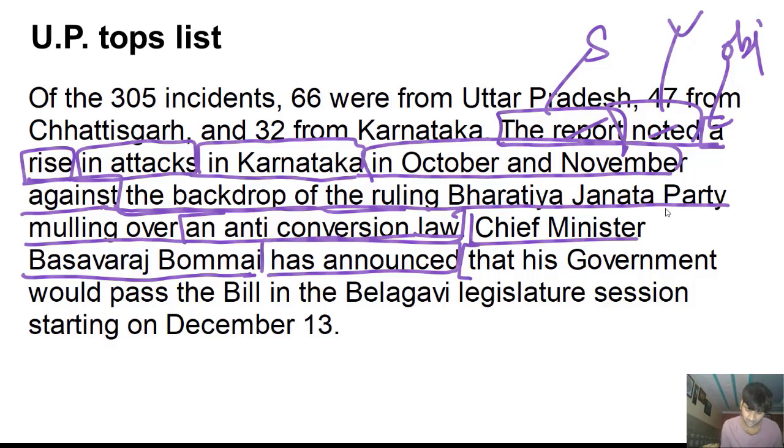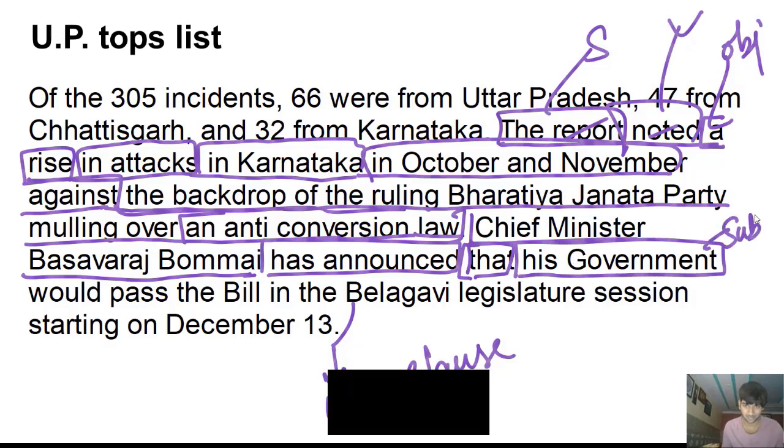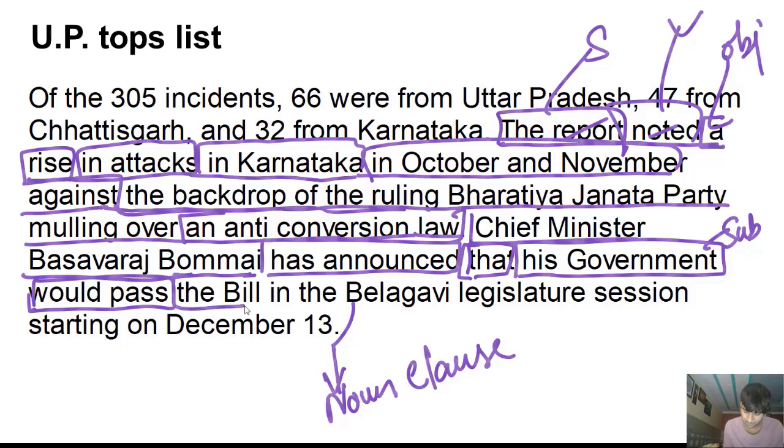Chief Minister Basavaraj Bommai is the subject, a noun phrase. Has announced is the verb phrase. That his government would pass the bill is a noun clause; that is the conjunction. His government is the subject of this clause. Would pass is the verb phrase: would, modal helping verb; pass, main verb. Pass what? The bill. Where? In the Belagavi legislature session starting on December 13th. This is a prepositional phrase working as an adverb of place.